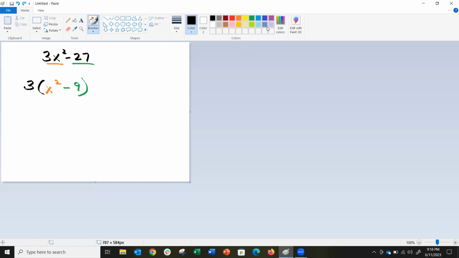There's this rule called the difference of squares. It says if you have two squares and you're subtracting them, they factor into a binomial where you have a plus b and a minus b, where a is the square root of a squared and b is the square root of b squared. Over here, we have the 3 out front, and x squared is a square, and 9 is also a square, and they're subtracting, so we're looking at the difference of squares here.